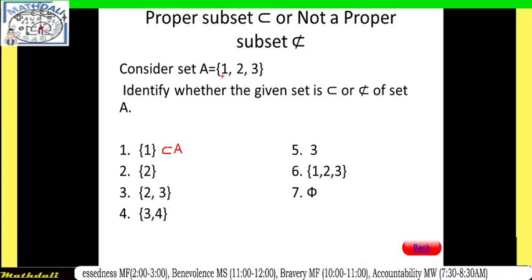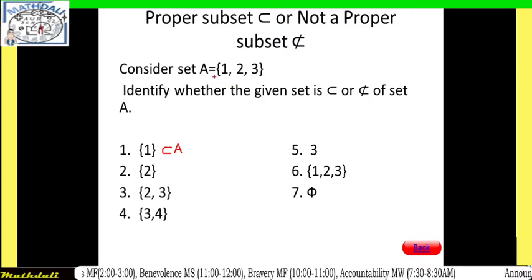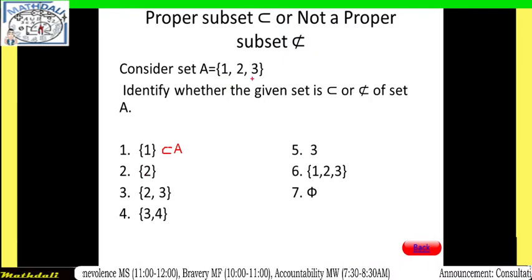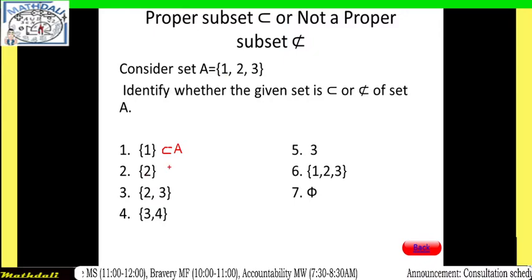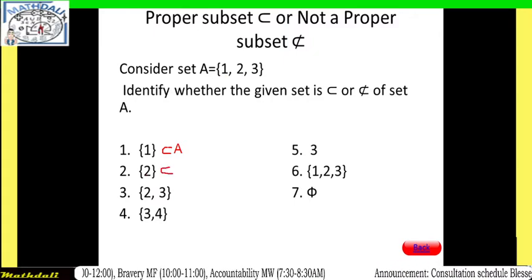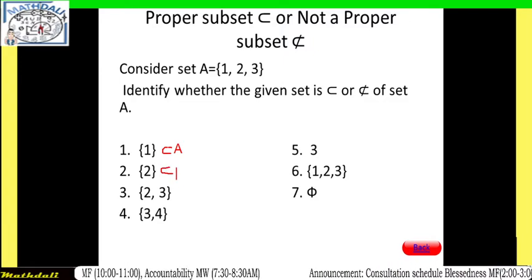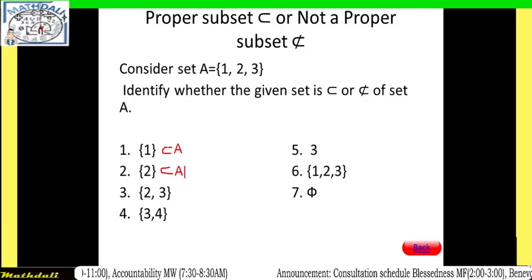Ang tanong ulit, meron bang element si set A na wala dito sa set na to? Meron. That is 1 and 3. Ibig sabihin, proper subset din siya ng set A. Okay, that is also a proper subset of set A.